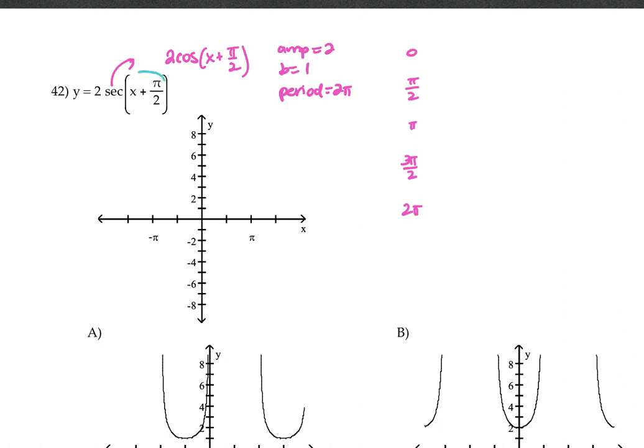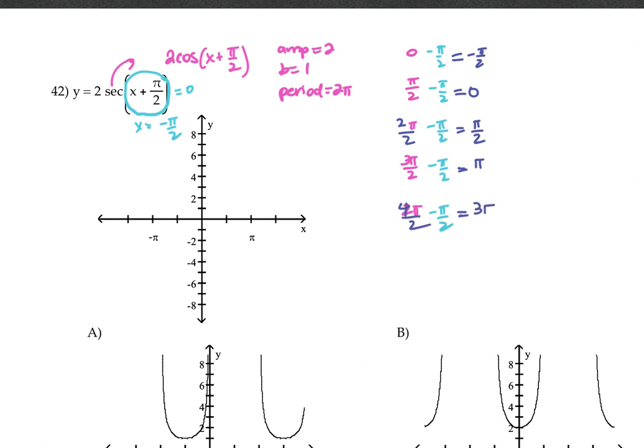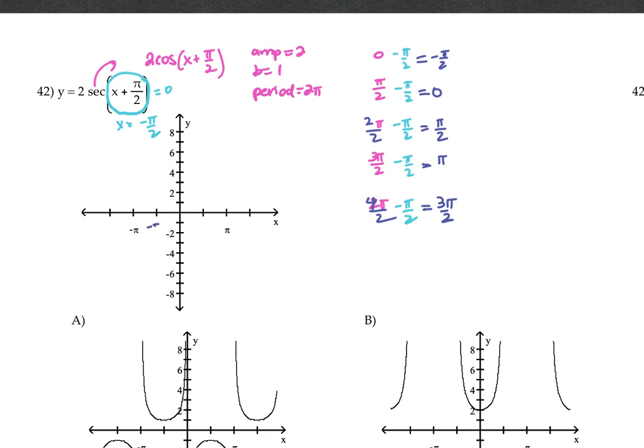Because there's a phase shift this time, this is adding or subtracting from the x, I'd set it equal to 0, and my phase shift is a negative pi over 2. So from our original key points, we are subtracting pi over 2. This would be negative pi over 2, 0, 2 pi over 2 minus pi over 2 is pi over 2, 2 pi over 2, which is pi, and 3 pi over 2. So negative pi over 2, 0, pi over 2, pi, 3 pi over 2.